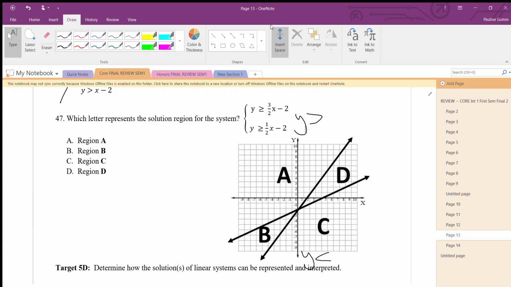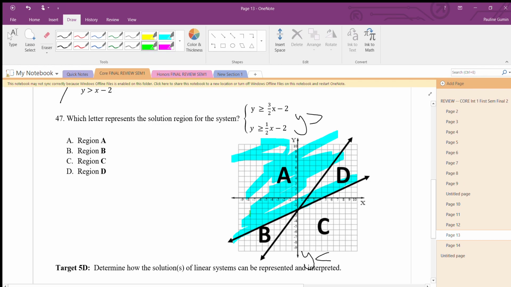Both of these inequalities are greater than, so I'm going to shade towards the y is greater than on my graph. So if we have this line that we're looking at, we want to shade toward greater than. That's going to be over here. Let's see where the next color overlaps. If we're looking at this line and we're shading towards y is greater than, it's going to be right here. My colors overlap in region A.